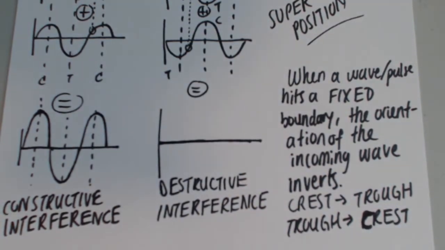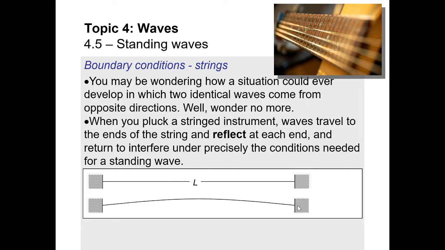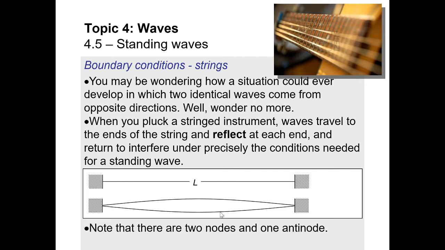Okay, let's go back to the slides. So this is coming in as a crest. That means it's going to reflect as a trough. So altogether, when you have the incoming wave and the reflected wave, you get something that looks like this. And really, this is the simplest pattern that we can create. And actually, this is a standing wave because this thing is just going to oscillate up and down in exactly this position. Now, looking at this, we have two nodes and one antinode.